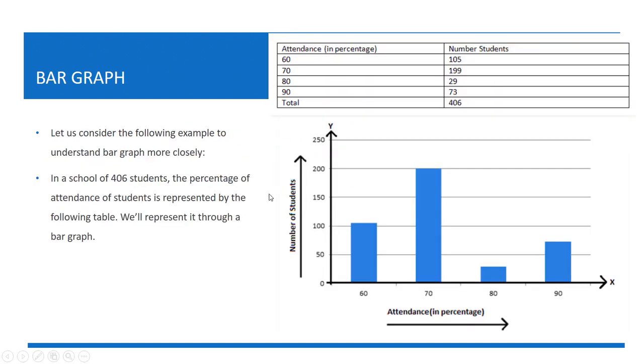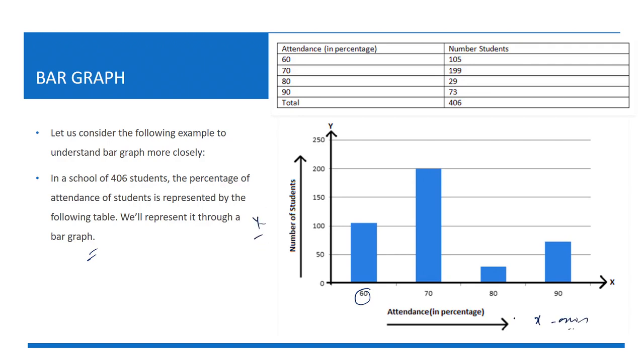Let us take an example here. In a school of 406 students, the percentage of attendance of students is represented by the following table. We will represent it through a bar graph. It's a very simple one. 60%. How many students attended? 105. That is 60%. Here we are representing, this is the x-axis, right, and this is the y-axis.